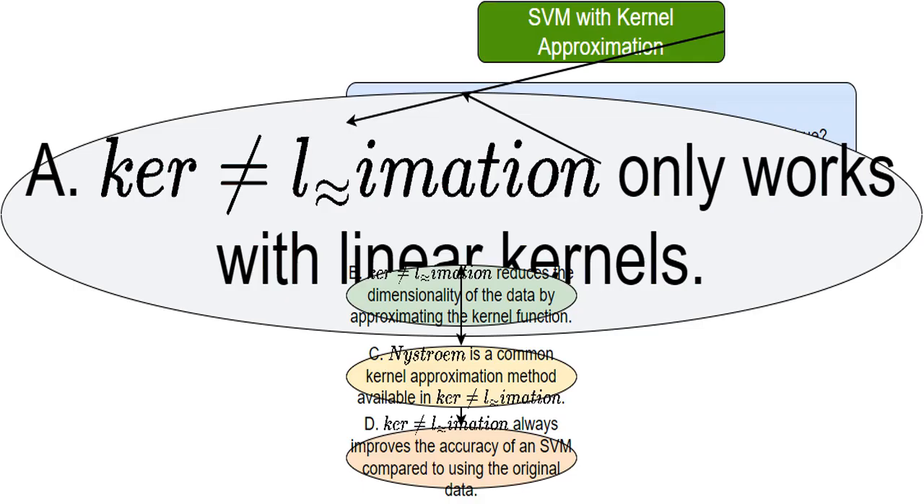That's false. Kernel approximation can work with many types of kernels, not just linear ones. This is a key strength. It isn't limited to just one simple type of kernel.